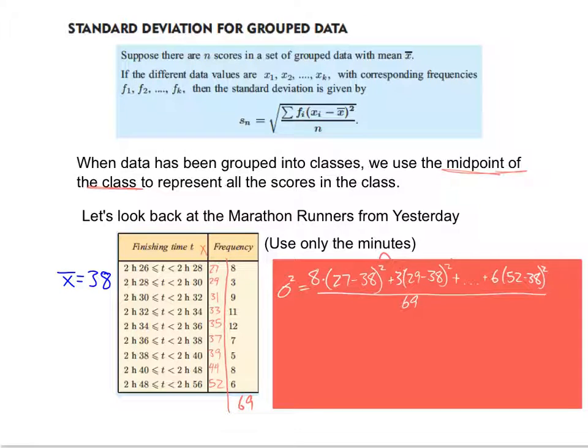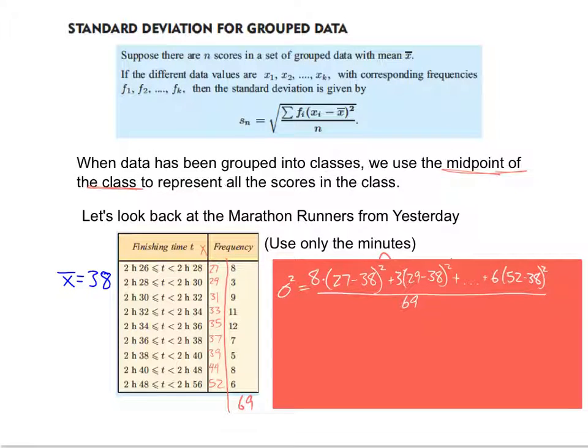This is another cool thing with lists. I stored all the frequencies in L2, so if I do this times L2... Why do we need to square them before we do the frequencies? Because you want the squared difference, and then the frequency tells us how many times that is a squared difference.